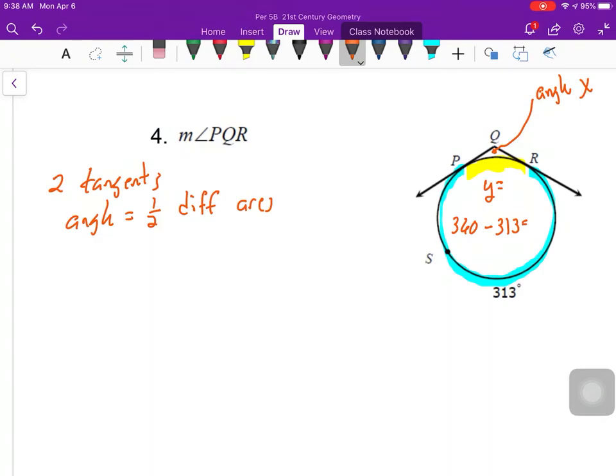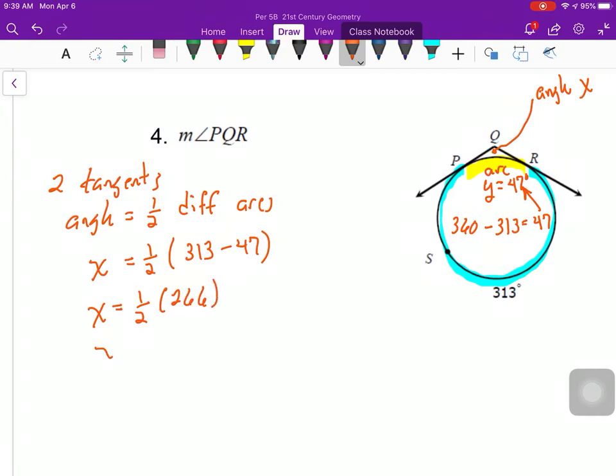Now to find that, I will take 360 minus 313. I get 47. So my angle was X. My big arc was 313. My small arc is 47.